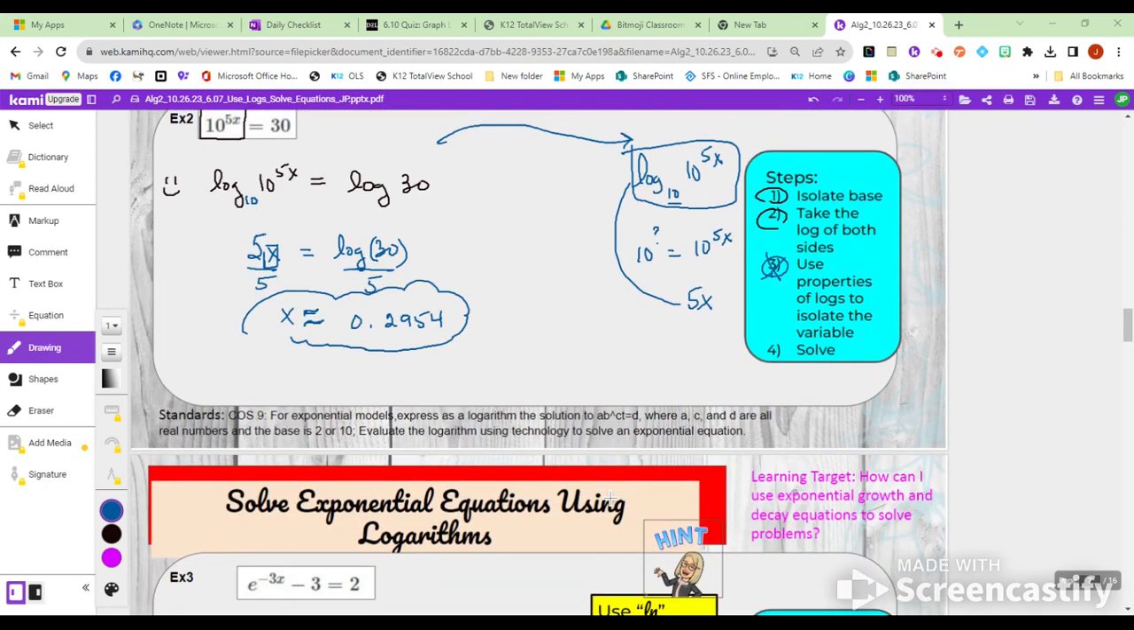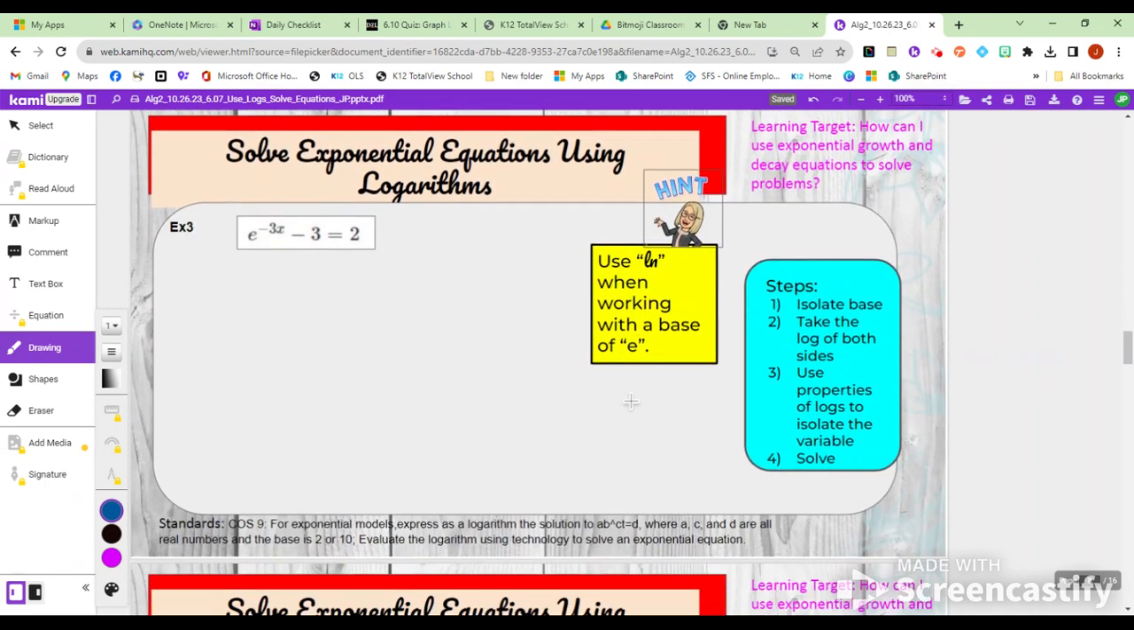All right, example 3. This one has an e in it. So if you'll notice in my bright yellow box, I've said use ln, which stands for natural log, when working with a base of e. This is just my rule. You can use log. It just usually makes your problem longer.